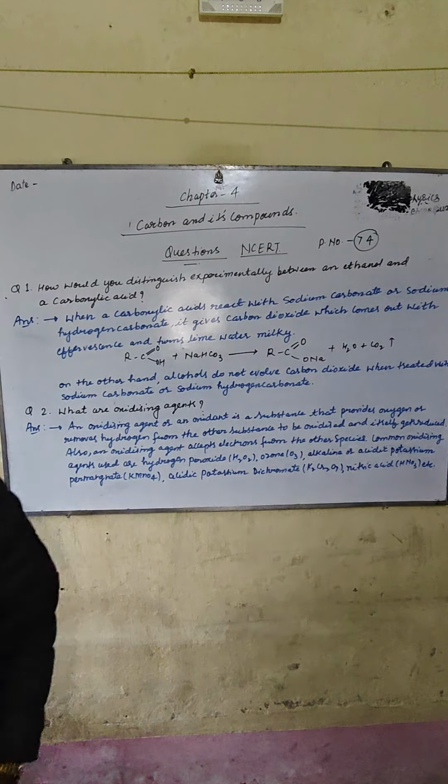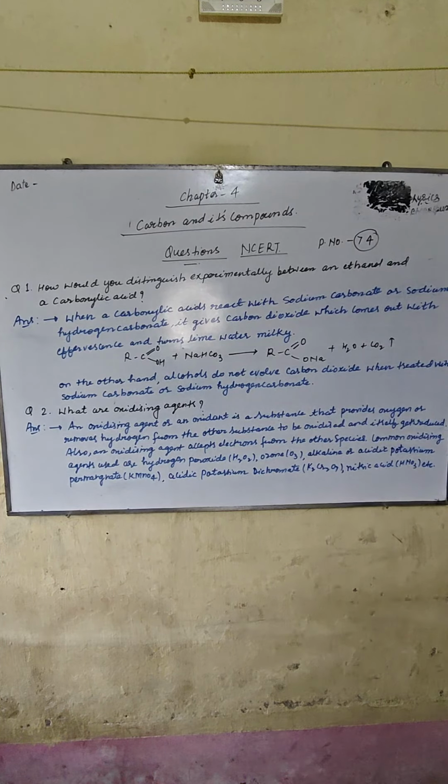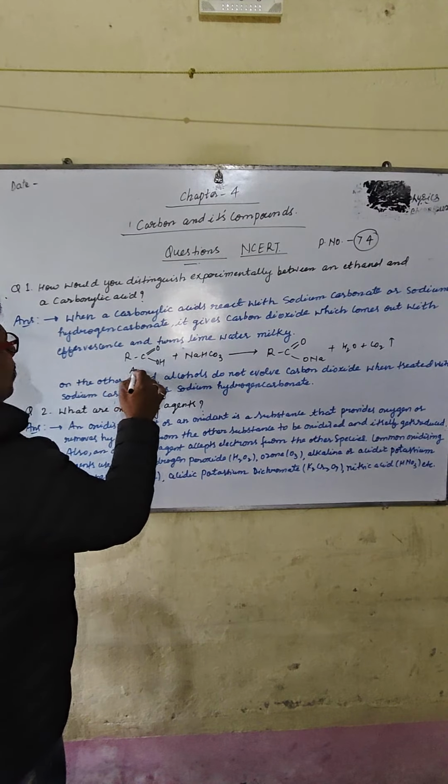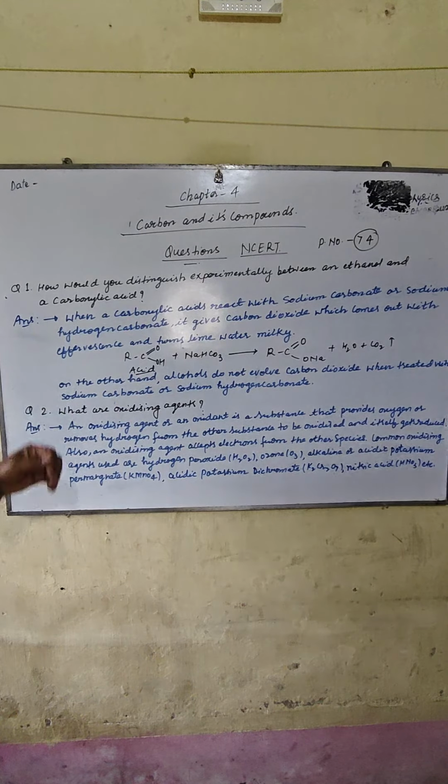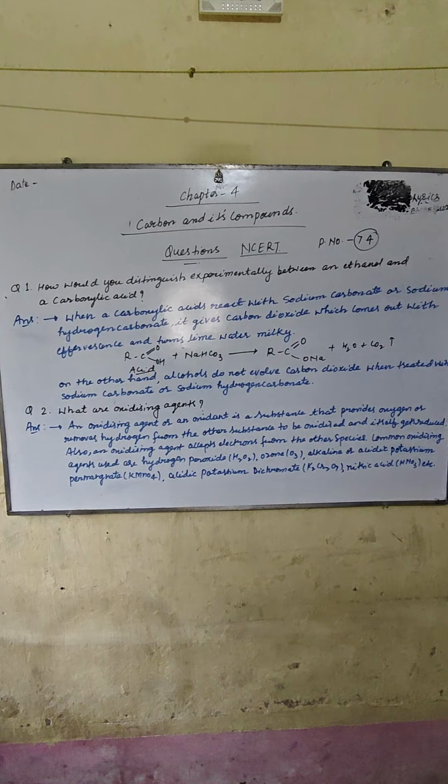That is how you can identify the acid. The acid is there, and that is with the sodium hydrogen carbonate and sodium carbonate. That gives you the effervescence and turns lime water milky. On the other hand, alcohol does not evolve carbon dioxide when treated with sodium carbonate or sodium hydrogen carbonate. Alcohol is not going to react with sodium carbonate or sodium hydrogen carbonate.